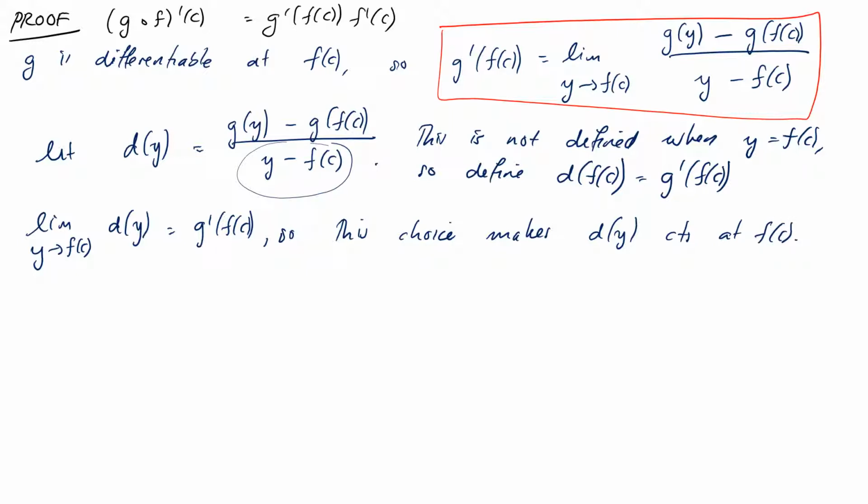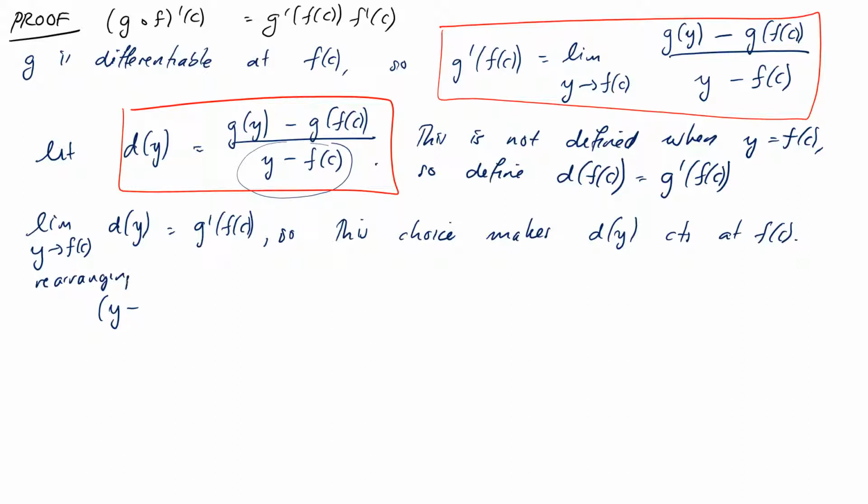Okay, so here's the trick. What we're going to now do is rearrange our expression for d of y. We're going to take this expression here, and bring the nasty piece in the bottom, which is where the problems were going to arise before, up into the top here. So rearranging, y minus f of c, all times d of y, is equal to g of y minus g of f of c. Okay, just multiplying the bottom of the fraction up.